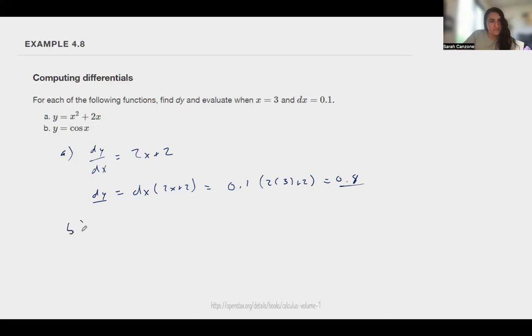For b, we have y equals cosine of x, which tells us that dy dx, the derivative of cosine, we know that that's going to be negative sine of x. Since there's nothing inside of the x, we don't need to use a chain rule here.